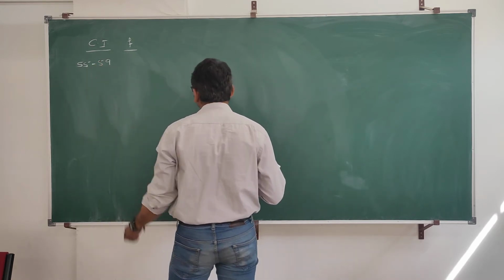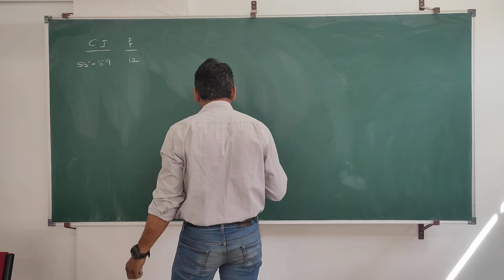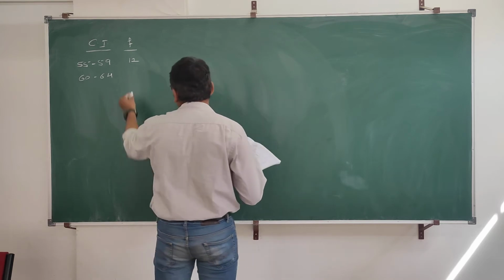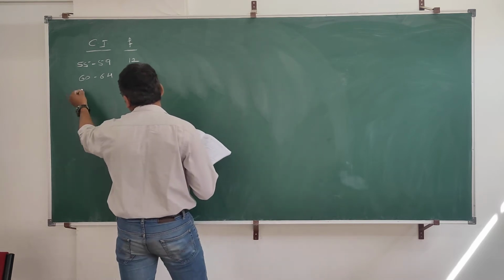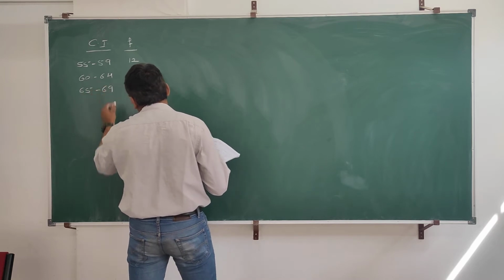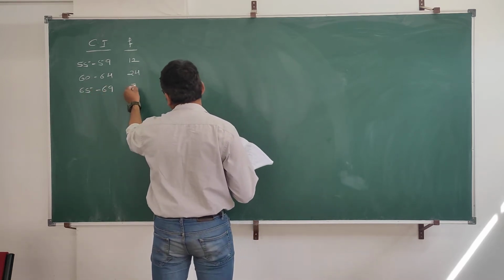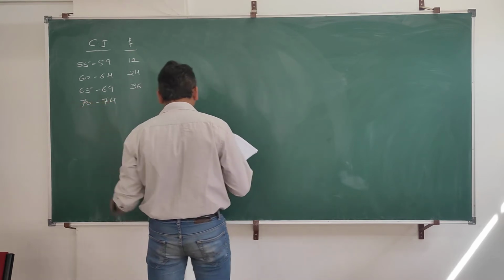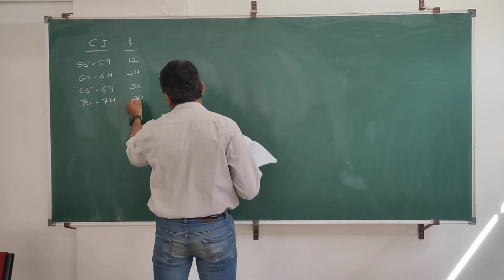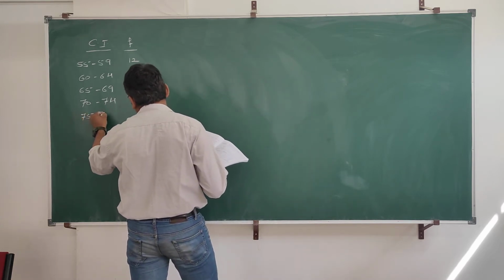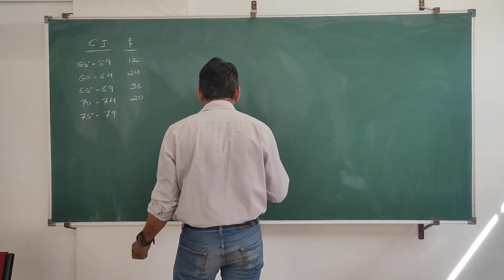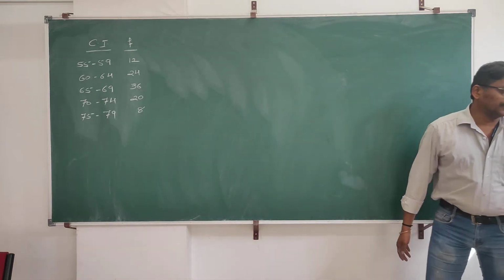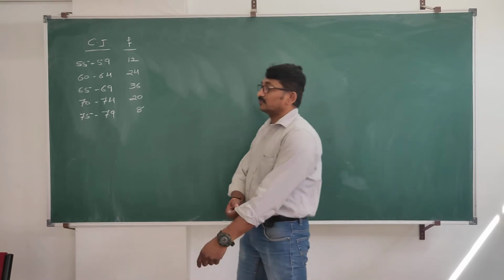Now class interval is 55 to 59, frequency 12; 60 to 64, 24; 65 to 69, 36; 70 to 74, 20; and 75 to 79, 8. So well, this much information is given to you, and by using this information you have to calculate what?